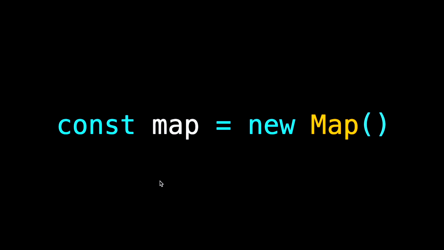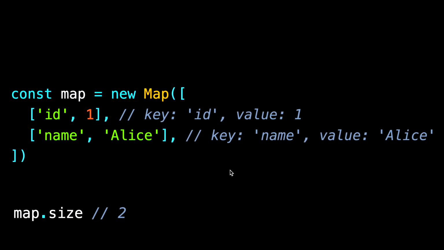JavaScript maps. A map is a built-in object that holds key value pairs. It can hold a key of any data type, unlike plain objects. It maintains the insertion order and provides helpers to manage key value pairs. This is how you can create a new map, and here's how you would initialize a map with an array of key value pairs. So new Map, we have the key id, value 1, key name, value Alice, and if we do map.size, it's going to say 2 because there are 2 elements in that map.